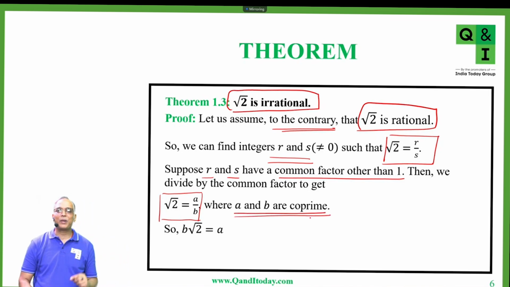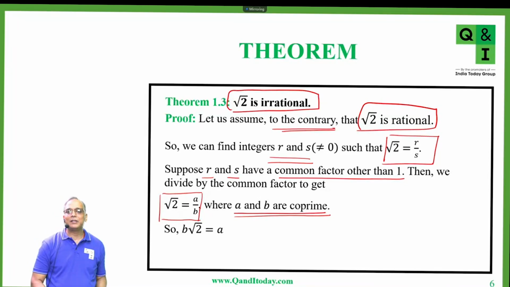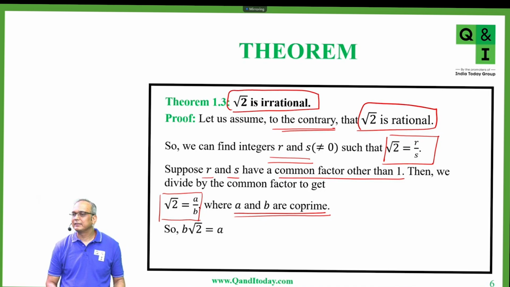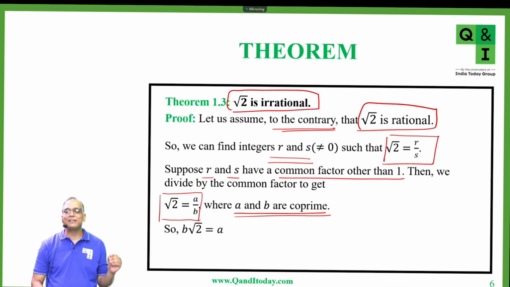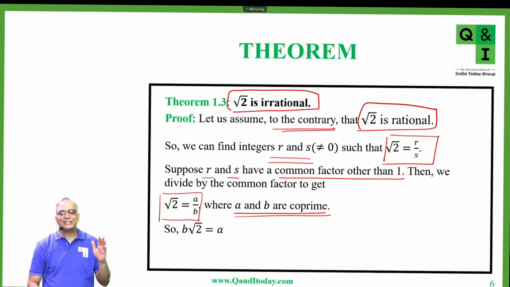What does co-prime mean? Can someone tell me? What are co-prime numbers? Two numbers have one as a common factor. Yeah, so two numbers which do not have any common factor other than 1 are called co-primes. Now, it is not necessary that the numbers are prime. It can be 4 and 9 as well. 4 and 9 are not prime numbers, but they are co-primes because there is no factor common between 4 and 9 other than 1. Okay.